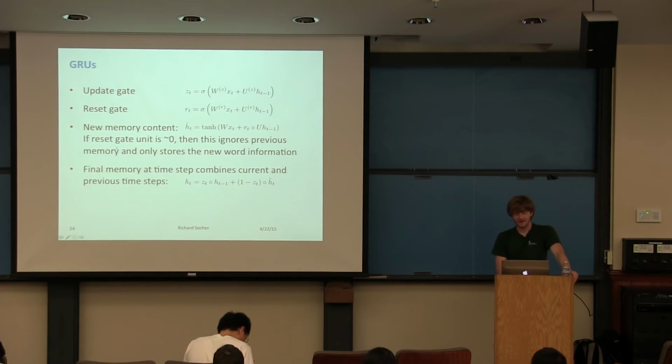And now the final memory at the time step basically combines the current and the previous time steps. So ZT here is our update gate. And if the ith element here of ZT is 1, we basically just copy over the previous hidden state. And we ignore what currently happened entirely. So that entire word, basically ignore it. If the opposite is true, ZT is 0, then we basically take this entire one, and then we can look at either the word or a word and its connection to previous memories.